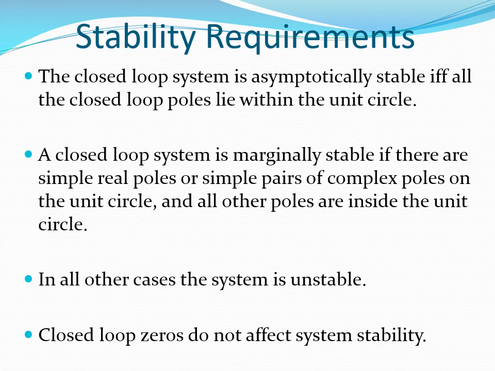within the unit circle. It is said to be marginally stable if there are simple real poles or simple pairs of complex poles on the unit circle, whilst all other poles are inside the unit circle. Whenever there are poles outside the unit circle or there are repeated poles on the unit circle, the system is unstable.